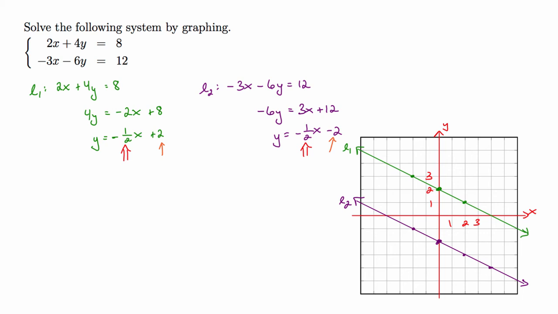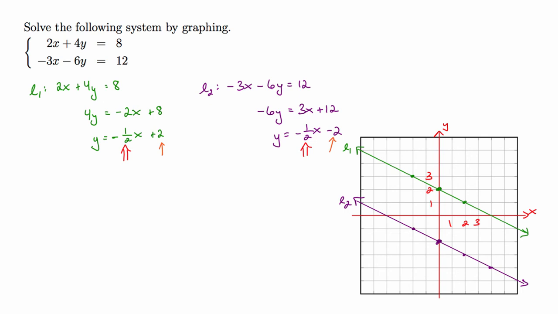Again, we're looking for a point that's going to fall on both lines, but we also know the lines will never intersect, therefore there is no point that will be on both lines. What does that mean for our system? It means our system has no solution.